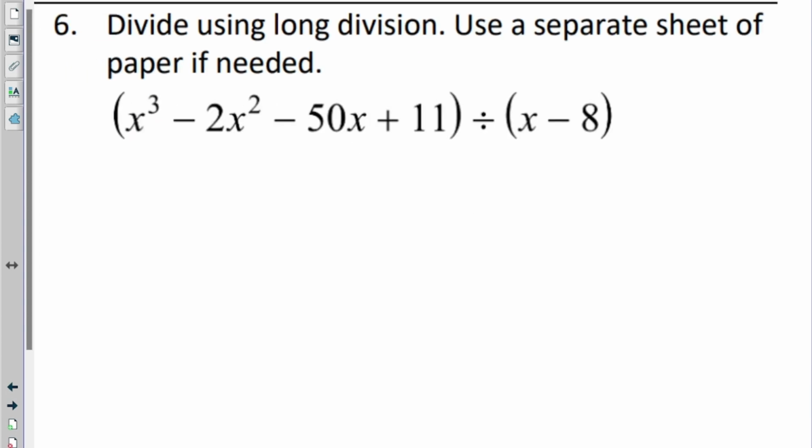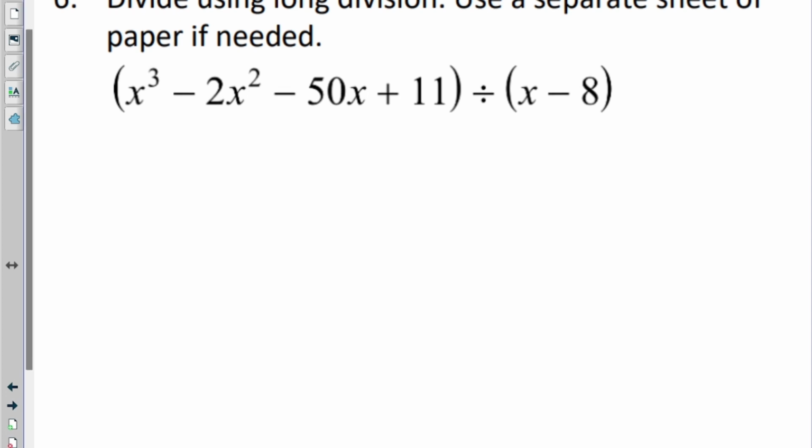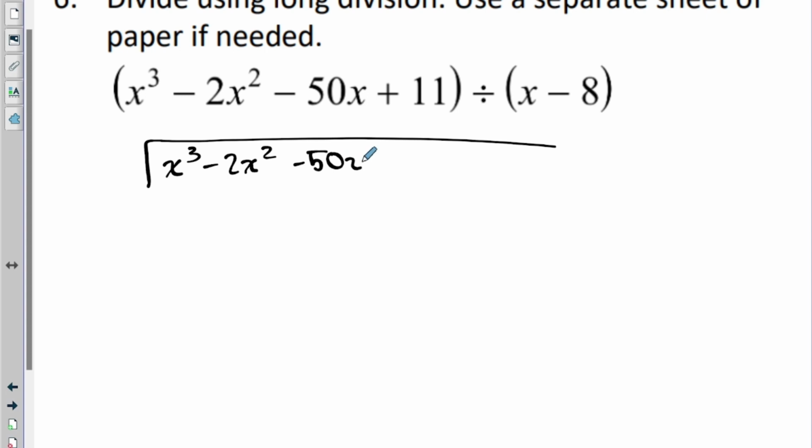Divide using long division. Use a separate sheet of paper. No, thank you. Okay, we're going to do this by hand. All right, so let's just get on with it. Let's just do long division. So here we go. First things first, I'm going to rewrite my polynomial that I'm dividing, which is the dividend, and I'm going to write it inside of my division symbol, and then I have this x minus 8, which is my divisor, the thing that I'm dividing by.